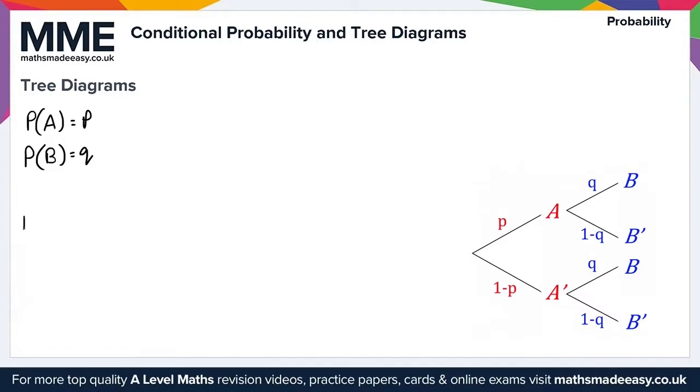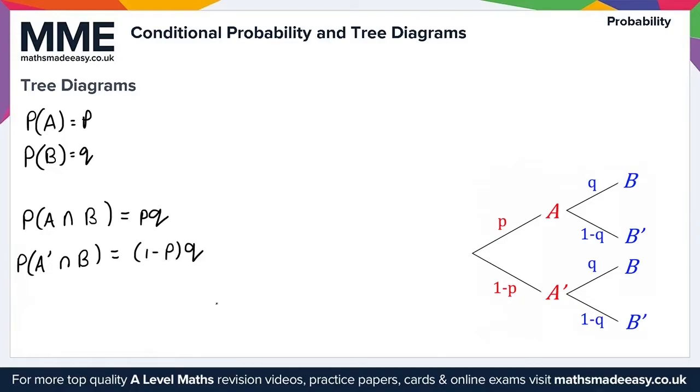So the probability of A intersection B, well, that would simply be P times by Q. So we'd write that as PQ. The probability of A complement intersection B, well, that would simply be 1 minus P times by Q. Okay, so we'd write that as (1 minus P) times Q.